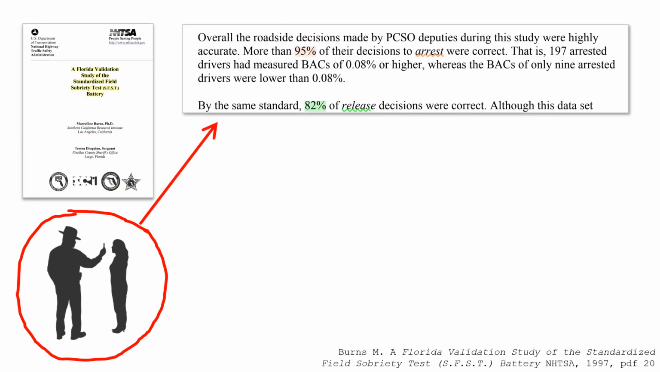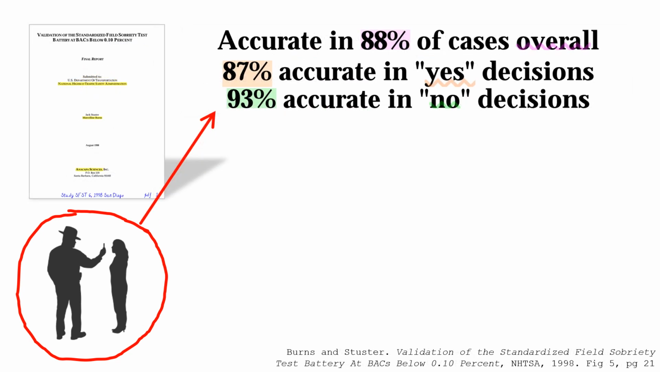It's the same for NHTSA's Florida validation study, where the contractor cannot give a single accuracy number, one number, that describes the performance of the SFST. How often was the test correct when the driver failed? Orange, 95. How often was the test correct when the driver passed? Green, 82. Here's NHTSA's San Diego validation study describing the performance of HGN. Three numbers, three different accuracies.